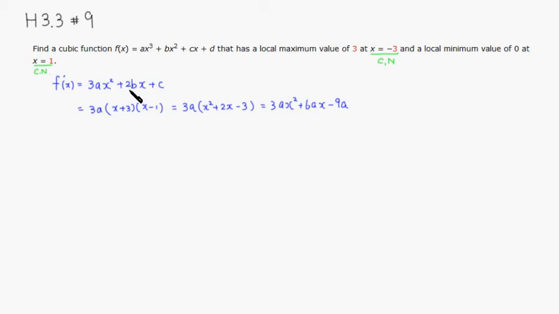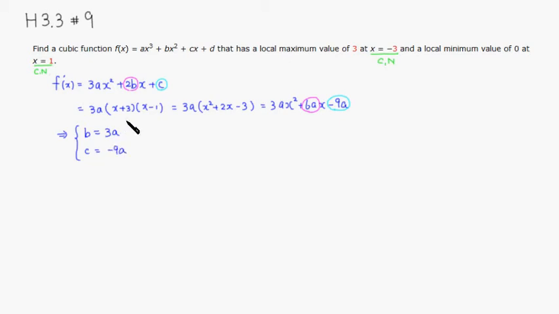So we can match these up. 2b is going to match with 6a, and c is going to match with -9a. So b can be written as, since 2b is equal to 6a, divided by 2, 3a. Then also c is equal to -9a.